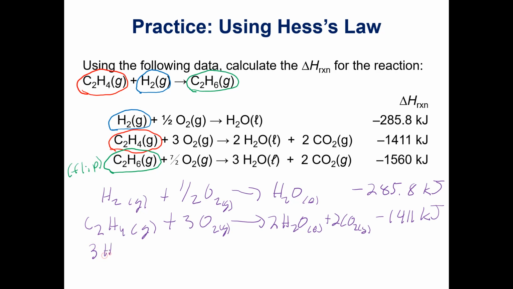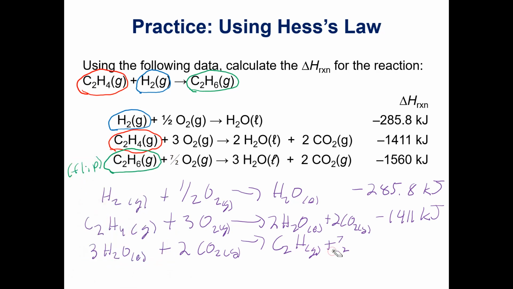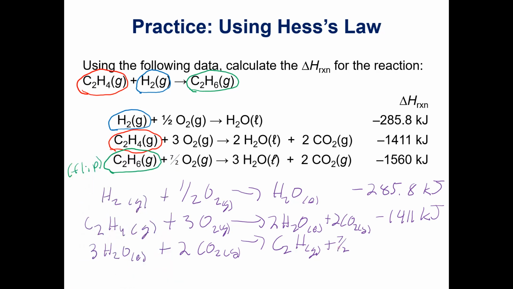And then our last reaction, we have to flip this. So we have 3H2O plus 2CO2 gives us C2H6 as a gas plus 7/2 O2 as a gas. Now because we flipped this reaction, delta H was negative, it now becomes positive.